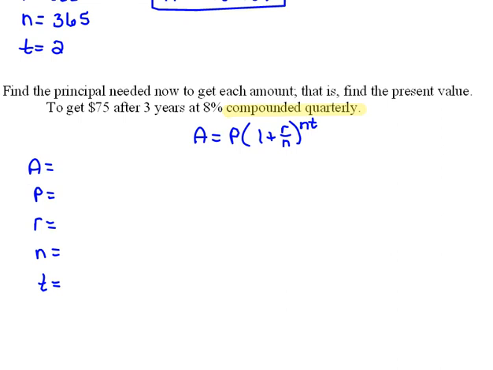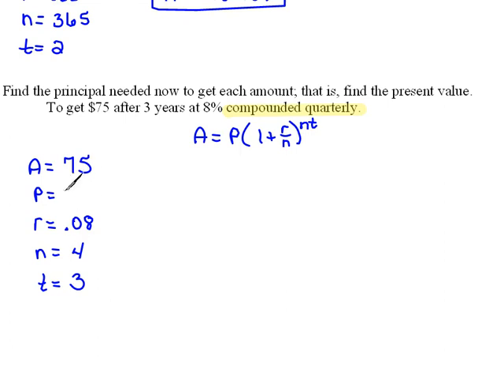Okay, so I'm going to get $75 after 3 years. That means that $75 is my amount after time. After 3 years, that's my time frame. So I'm going to be using 3 for the number of years. At 8% interest, this is my interest rate, which I'm going to change into decimal form, 0.08. Compounded quarterly tells me my number of compounding periods. So in this case, that would be 4, because quarterly happens 4 times a year.